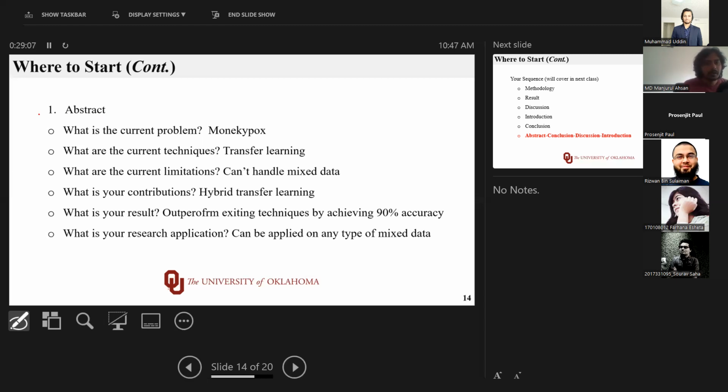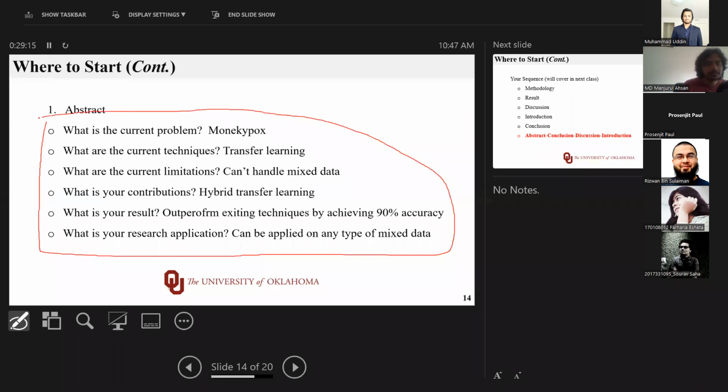Okay, so today I'm going to show you only the abstract part, because this is one of the most important parts. When you send any manuscript to any journal, the editor is highly focused on your abstract. Your abstract defines what kind of paper you are.